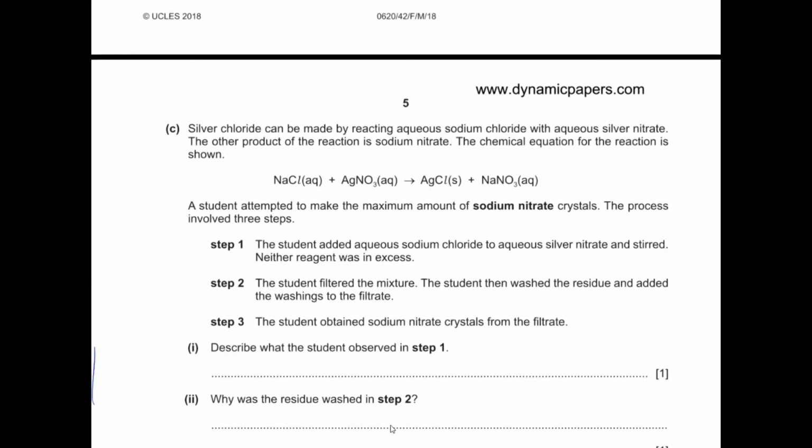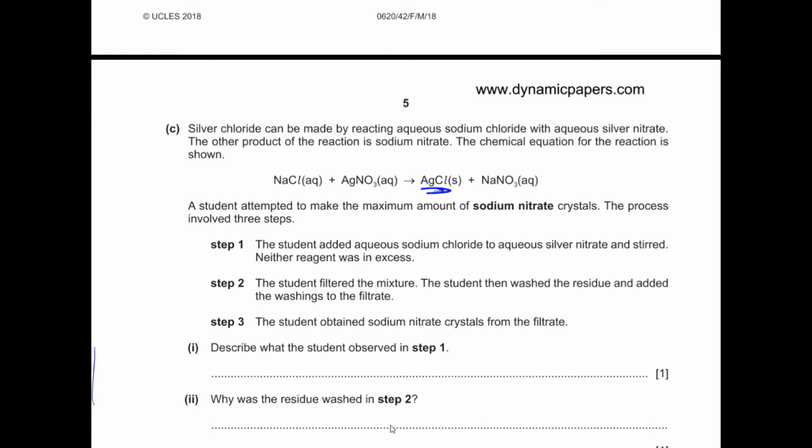Silver chloride can be made by reacting aqueous sodium chloride with aqueous silver nitrate. The other product of the reaction is sodium nitrate. The chemical equation for the reaction is shown. So that's NaCl in the aqueous state with silver nitrate in the aqueous state as well, forming silver chloride that is in the solid state, as well as sodium nitrate in the aqueous state.